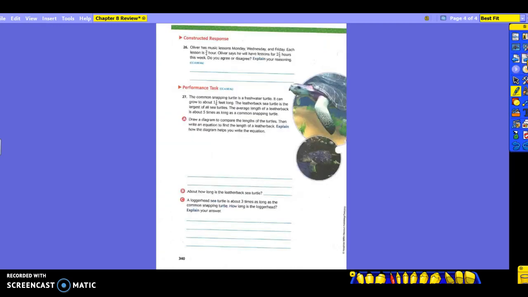Turn to the very last page. We're going to discuss the constructed response questions because you may see something similar to these on your test tomorrow. Let's read number 26. Oliver has music lessons Monday, Wednesday, and Friday. Each lesson is 3/4 hour. Oliver says he will have lessons for 2.5 hours this week. Do you agree or disagree? Explain your reasoning. So your question is whether or not you agree or disagree.